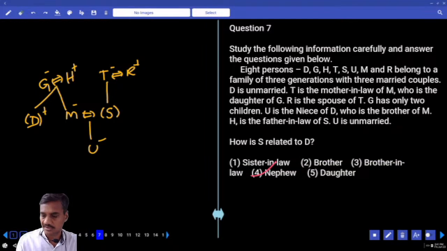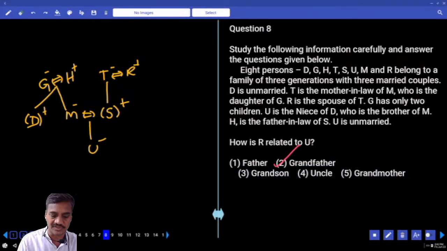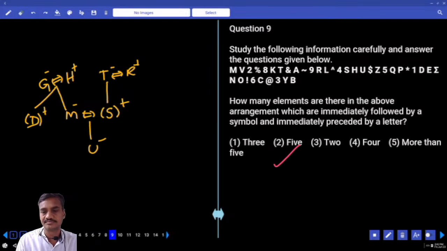Then 7, how is S related to D? Now S is a male, D is sister's husband. Sister's husband, that is brother-in-law, choice 3, question number 7. And 8th one, how is R related to U? U's father's father. Father's father is grandfather, that is choice 2, question number 8.